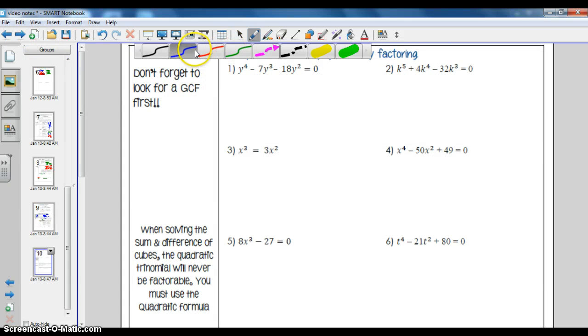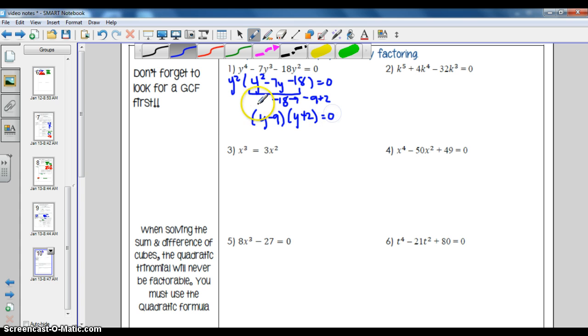All right, so for our first ones, don't forget to look for a GCF first. Always, always, always. So for this one, they all have a y squared in common. When we pull that y squared out, we are left with y squared minus 7y minus 18 equaling 0. Now that it's just a quadratic, we can take our first times last. Factors of -18 that add to get -7: -9 plus 2. So we're going to shortcut with the -9 and the 2.